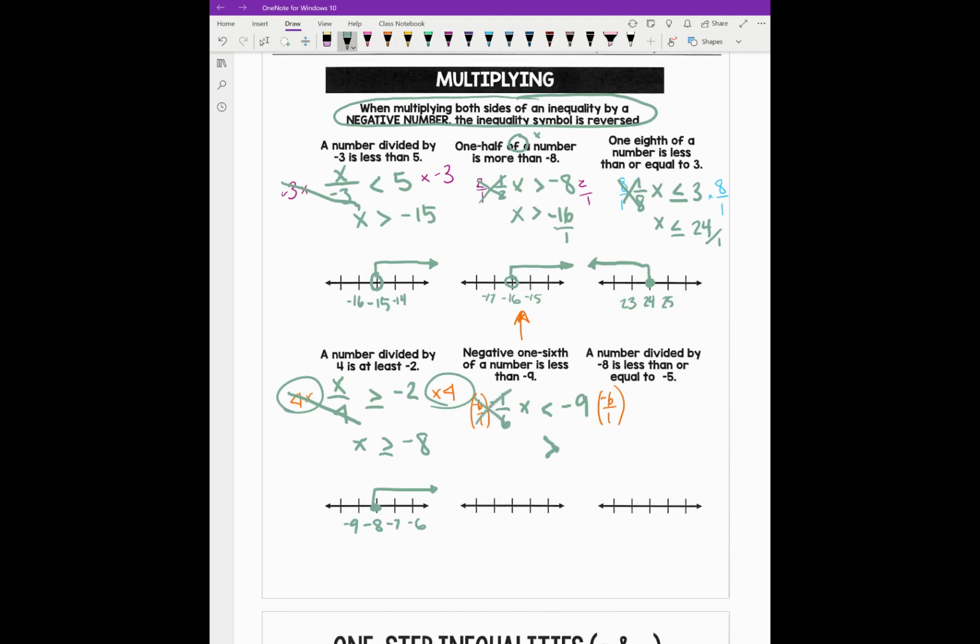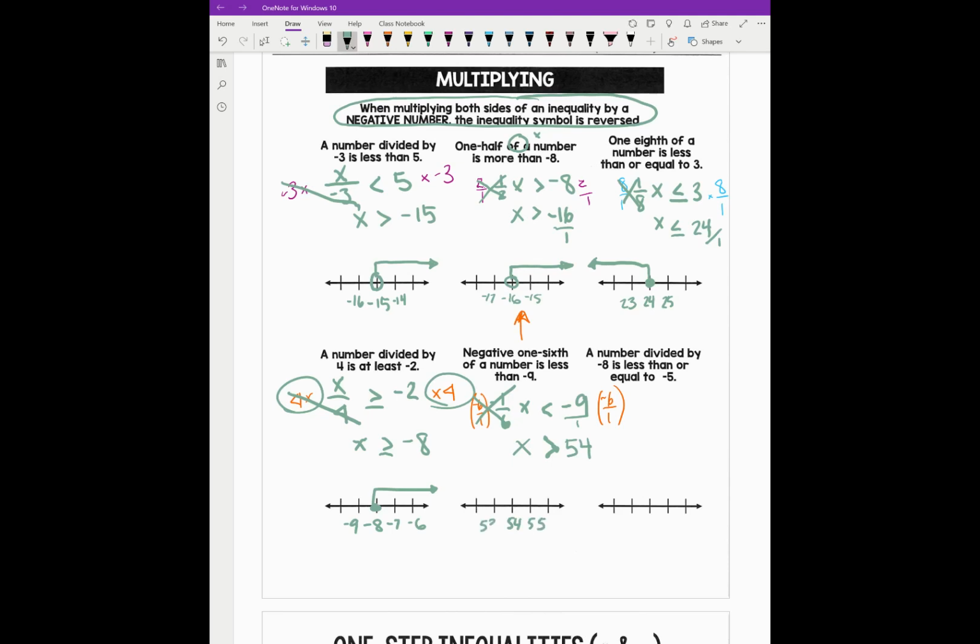On the left, the fractions cancel out and leave me with just x. And on the right side, I've got -9 times -6, which gets me a positive 54. 54 on my number line.